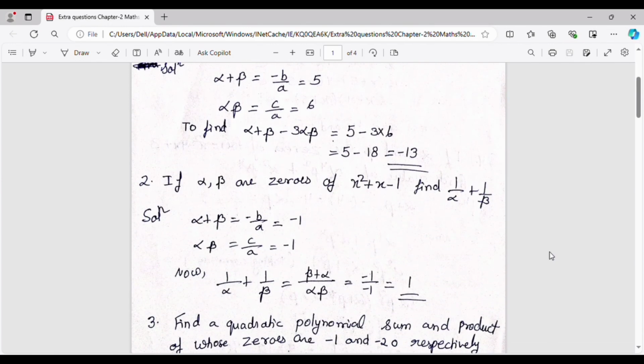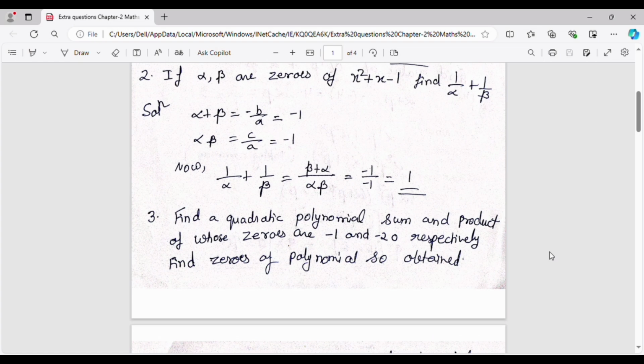In second question, if alpha and beta are zeros of x square plus x minus 1, find 1 upon alpha plus 1 upon beta. Here also we will find sum of zeros and product of zeros by using the relation, and we will take LCM of 1 by alpha plus 1 by beta, which will be alpha plus beta upon alpha into beta. After substituting the values of alpha plus beta and alpha into beta, we will get answer as 1.